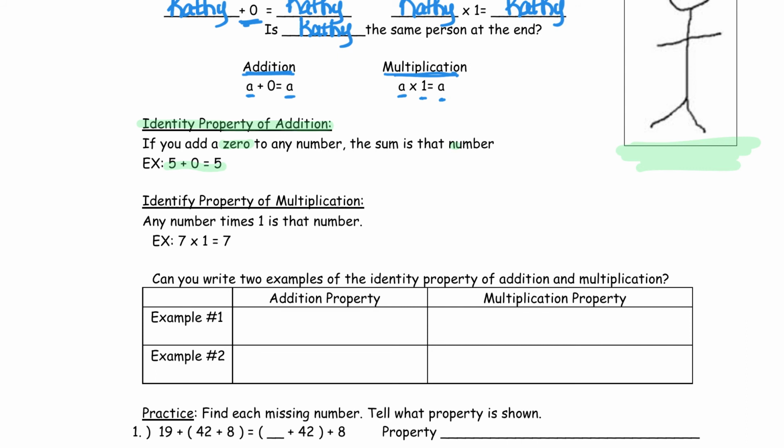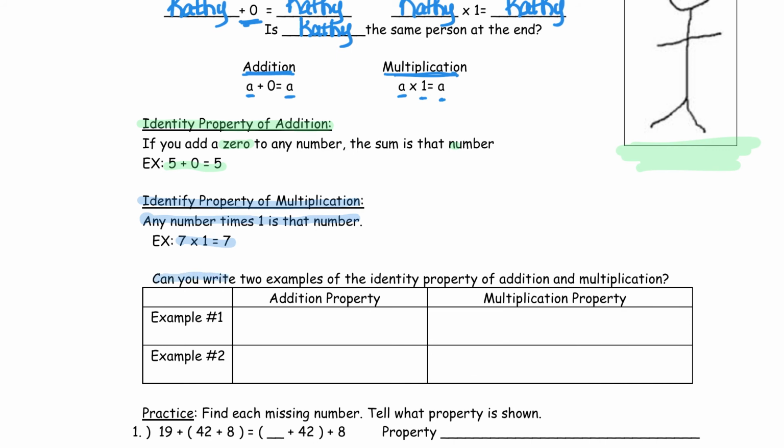And that would be the identity property. If we were to say 8 plus 0 is equal to 8, that's the identity property of addition. 0 added to any number is still that number. And then we have the identity property of multiplication. Any number times 1 is that number. So for example, 7 times 1 equals 7. 100 times 1 is 100. So any number times 1 is that number.